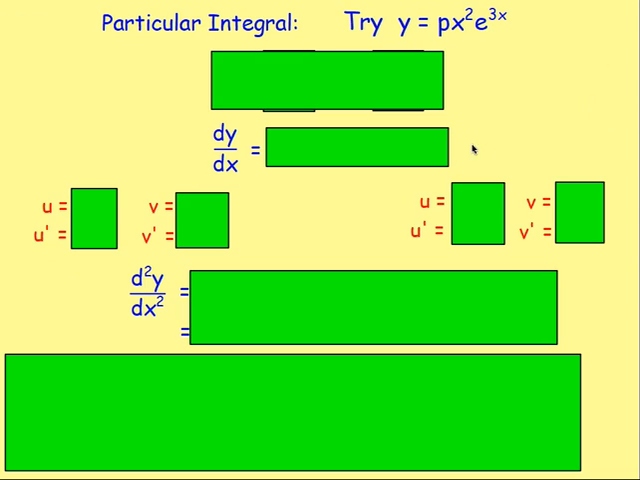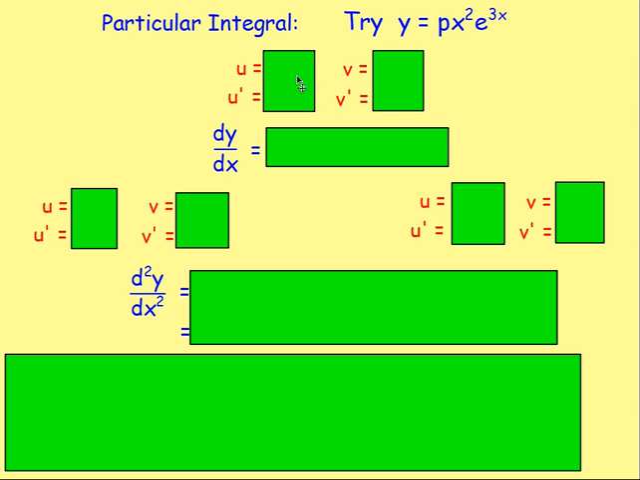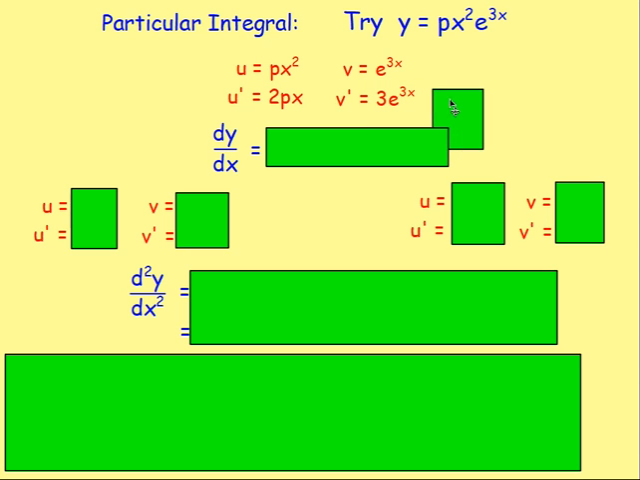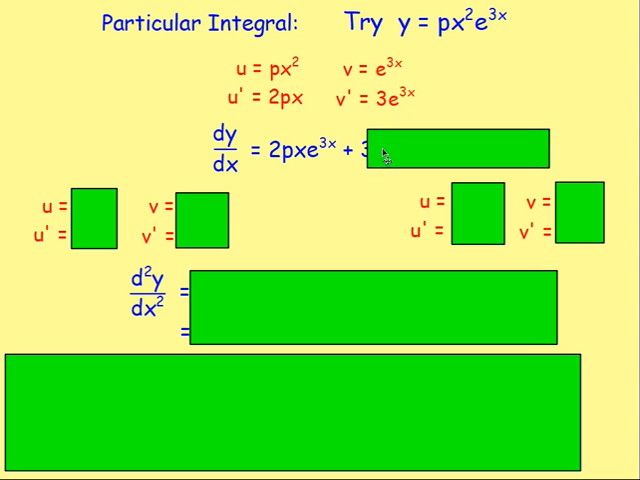From there, once you get the particular integral, you have to get dy by dx and d2y by dx squared. Because you've got something in terms of x times something in terms of x, you would have to use the product rule. So u is going to equal px squared, differentiate that, and you get 2px. v will equal e to the power of 3x, and if you differentiate that, you get 3e to the power of 3x. dy by dx, therefore, is u dash times v plus u times v dash, which will give us 2px e to the power of 3x plus 3px squared e to the power of 3x. So we have dy by dx.